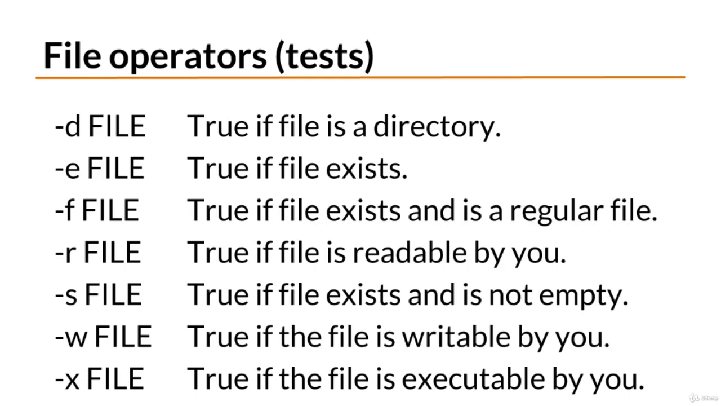Here are some of the more common tests you can perform. -d tests to see whether what follows is a directory. If it is a directory, it returns true. -e returns true if the file exists. -f returns true if the file exists and it is a regular file. For example, it's not a symlink. -r returns true if the file is readable by you. -s returns true if the file exists and it's not empty. -w tests to see if the file is writable. -x tests to see if the file is executable. If it is, it returns true.